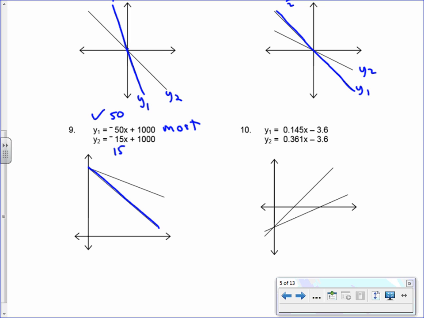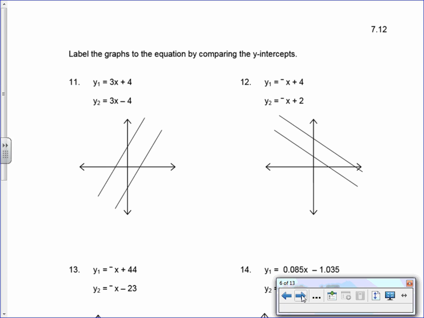I'm not going to label it. If you label it up here, I won't know which one it goes with, so don't label it up there at the top. This time I want to definitely label it down at the bottom, and that one's y2. And both positive slopes here, these have the same numbers on them, 0.361, 0.145. y2 is the most steep, and y1 is the least steep. Okay? All right. So that's slope.